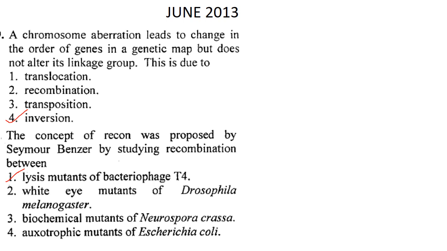Coming to the June 2013 question paper: a chromosome aberration leads to changes in the order of genes in a genetic map but does not alter its linkage group. This is due to inversion. Answer is option 4. The concept of recon was proposed by Seymour Benzer by studying recombination between lysis mutants of bacteriophage T4. So he used T4 bacteriophage. Answer is option 1.